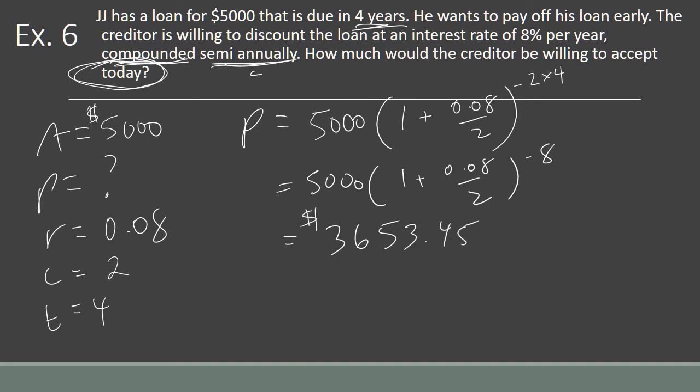You should get $3,653.45. So this works out better for JJ. He saves some money on his loan. He doesn't have to end up paying the full $5,000. He ends up having to pay $3,600. And the creditor, the person who loaned the money, doesn't have to wait 4 years to collect $5,000, or maybe JJ doesn't pay his bills, who knows. Instead, they're willing to accept $3,600 today instead.